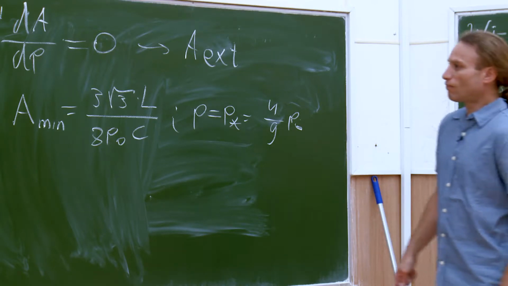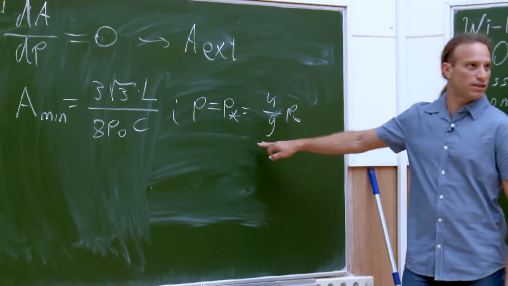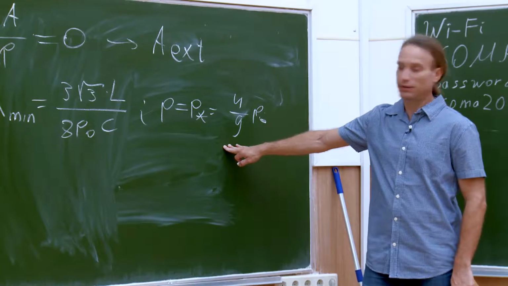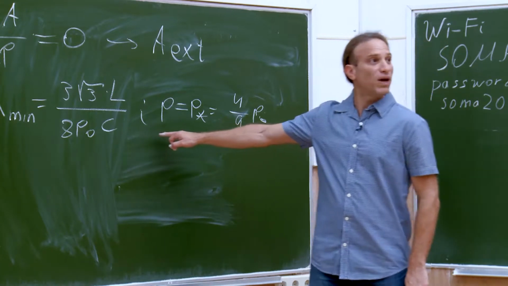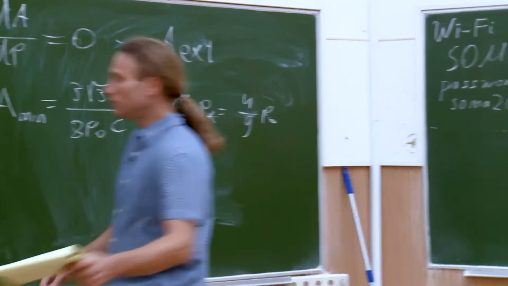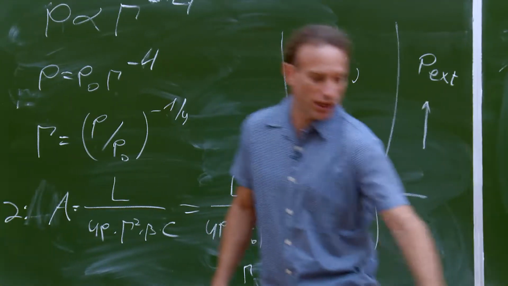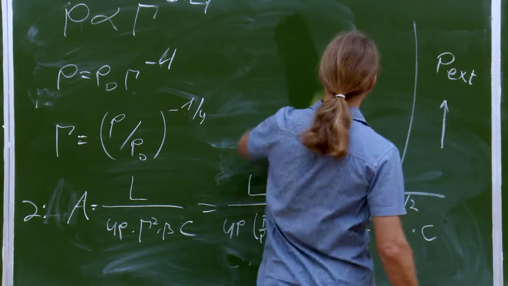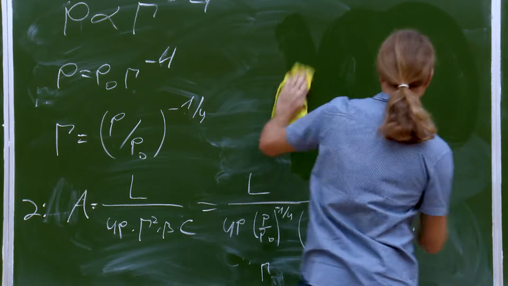So let's try to understand what this means. What does it mean that A is getting a minimum? It means that the jet shape actually looks like something like this.